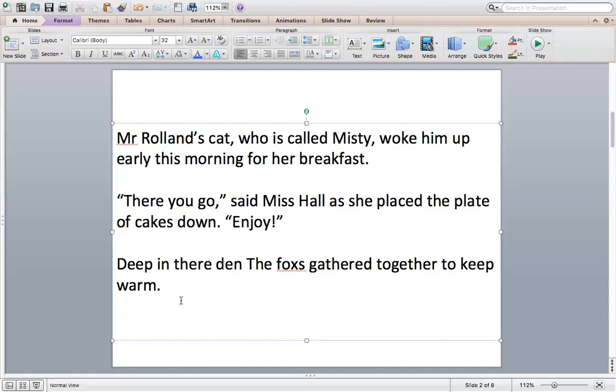Okay, and third sentence, deep in their den. Now this den, it's the fox's den, so it belongs to them. So we need to change this there to show that the den is theirs. Deep in their den, comma, and then we need to change this to a lowercase t. Deep in their den, the foxes. Now we spoke about this last week. When fox becomes plural, when there's more than one, because it ends with an X, we need to put the ES. So deep in their den, the foxes gathered together to keep warm. So hopefully you did well with that.